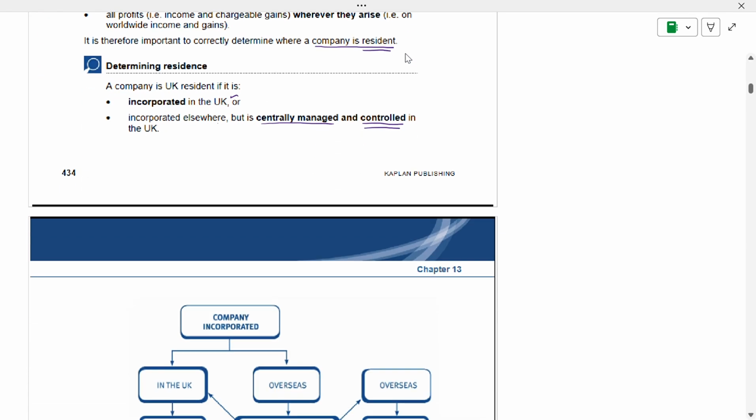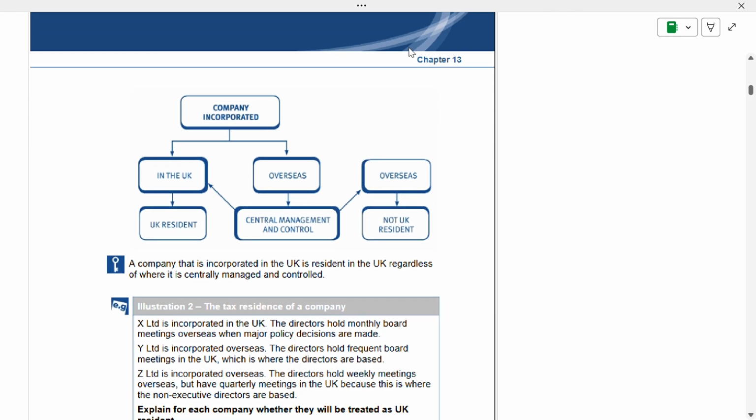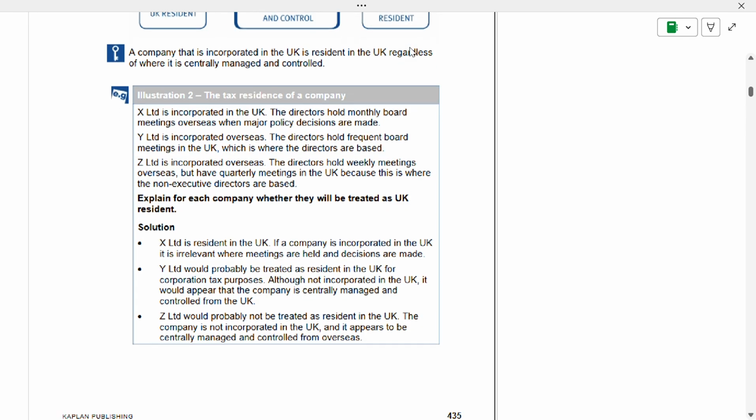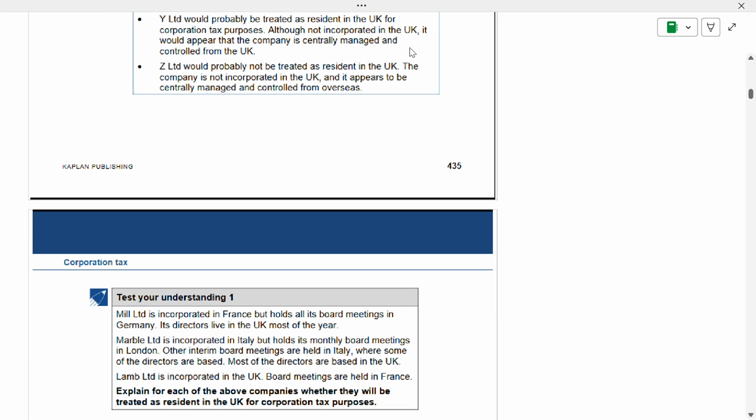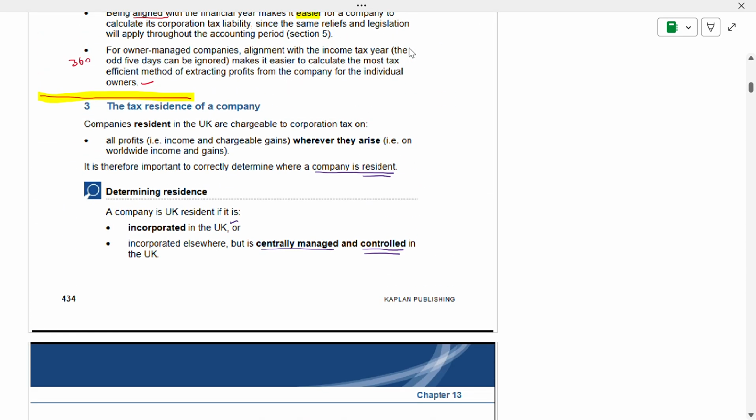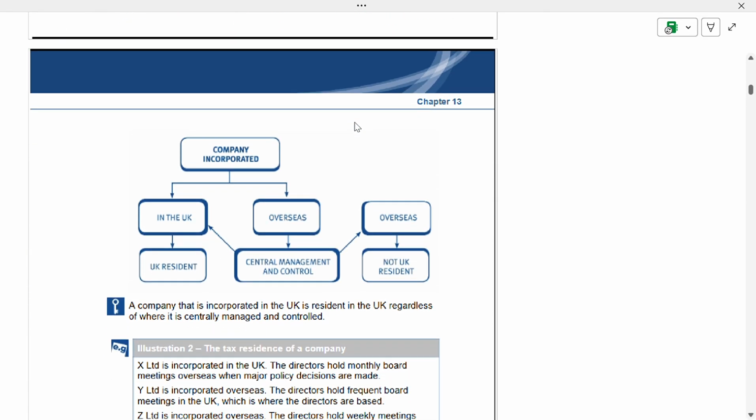Centrally managed means you should have the head office and the major operations. The examples are given. Are you clear about this thing? Yes, sir. Okay.